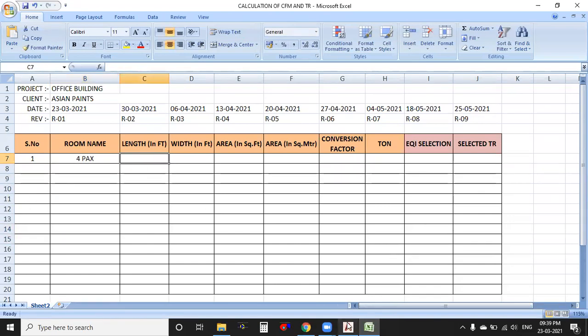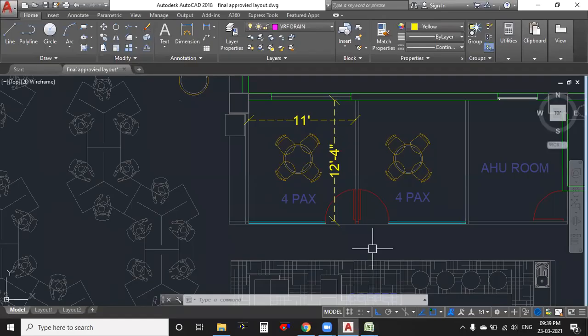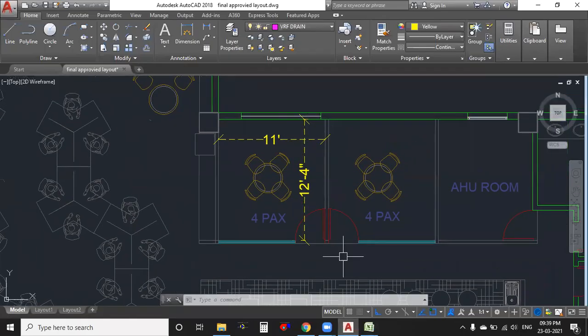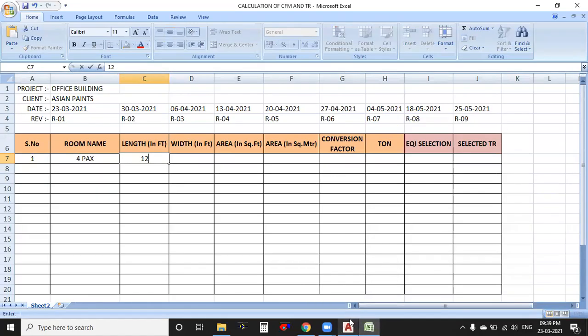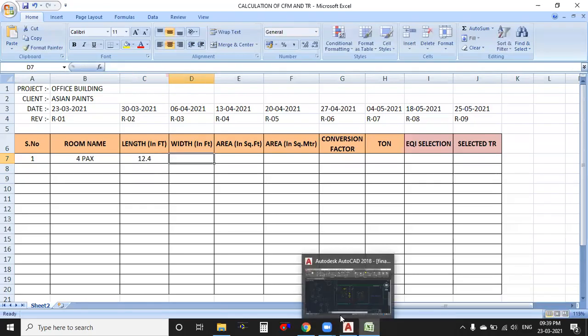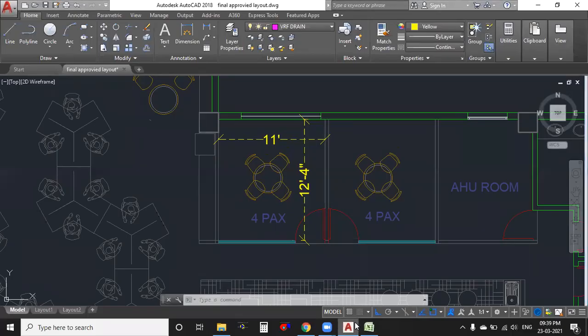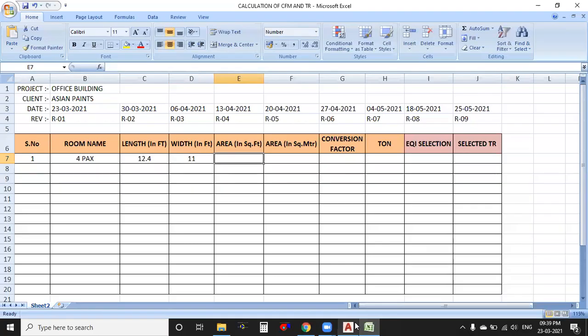And the length: what length am I getting here? 12 feet 4 inches, so I am taking 12.4. Width is 11 feet. The area in square feet formula will be length into width, 11 into 11. Enter. So how much am I getting? Area in square feet is 136.